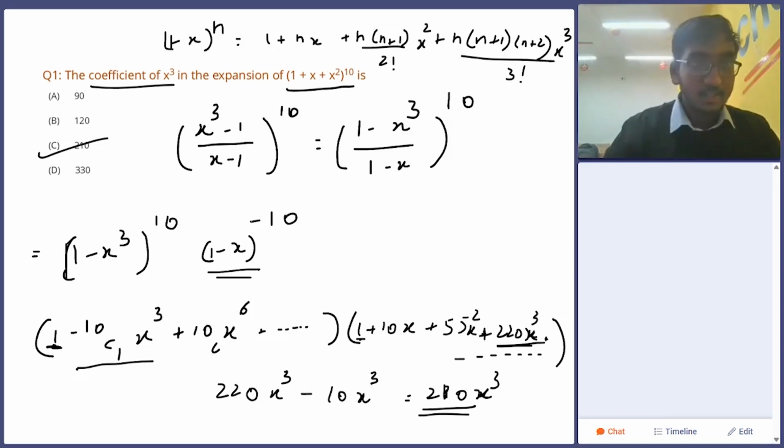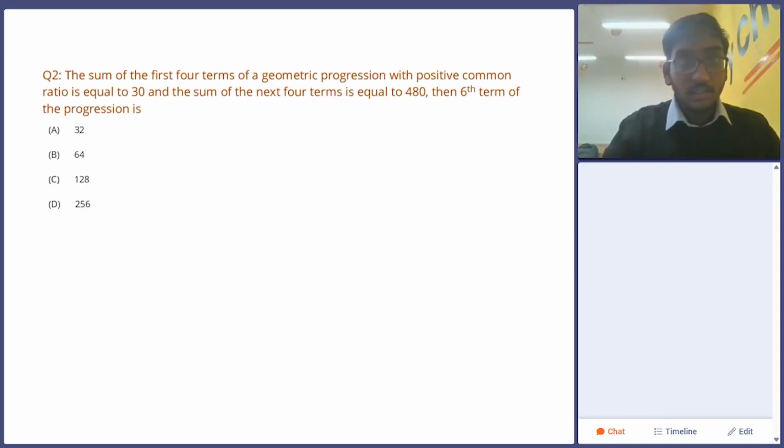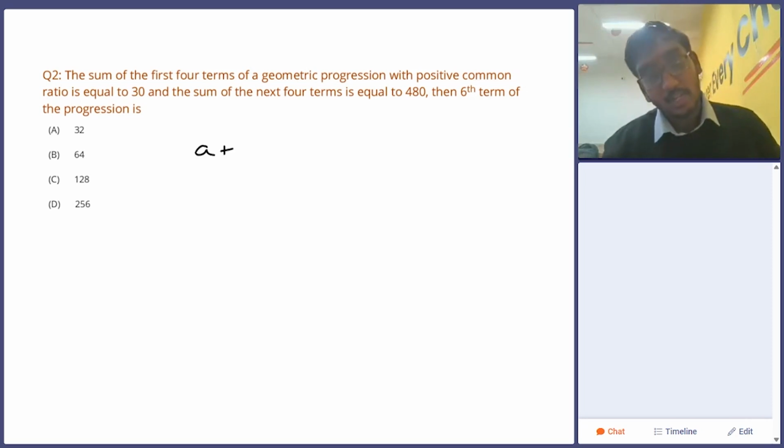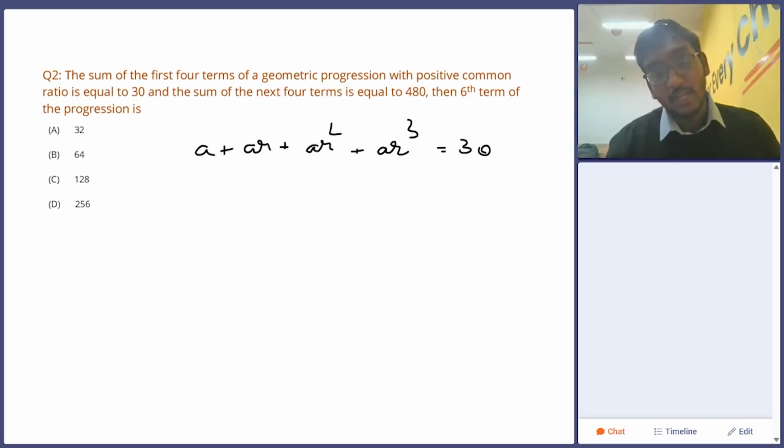Okay, so the second question is from sequence and series. They have given a geometric progression with a positive common ratio, and they have given that the sum of the first 4 terms is 30 and the sum of the next successive 4 terms is 480. So that means a plus ar plus ar square plus ar cubed is 30.